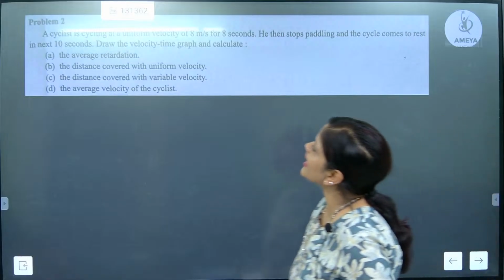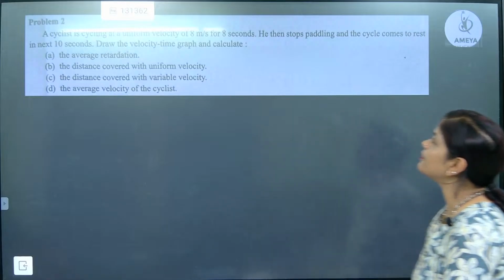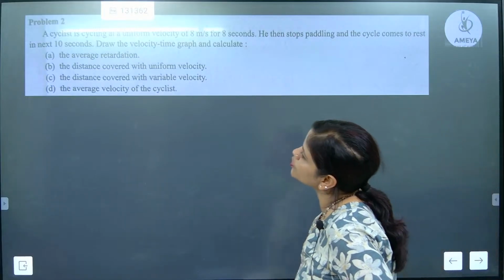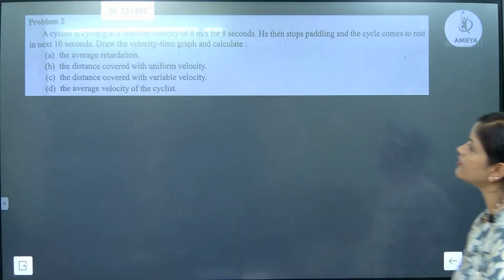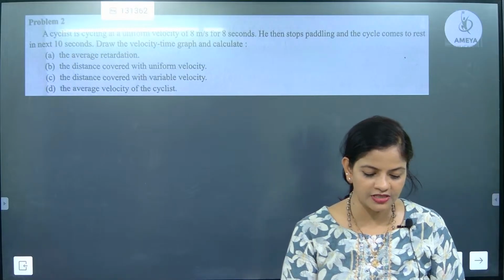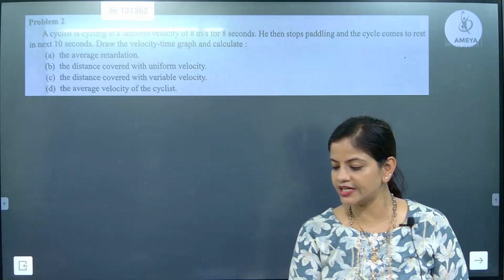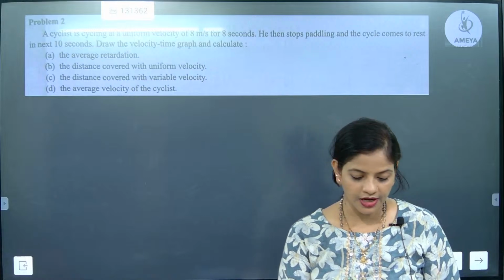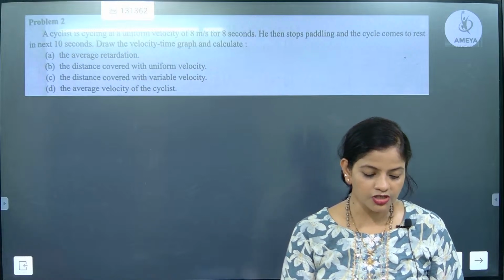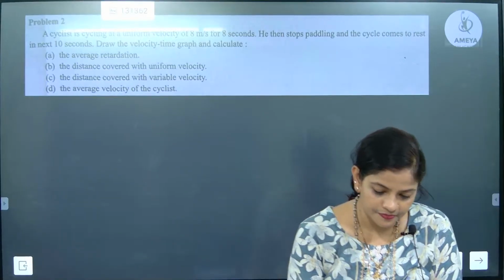A cyclist is cycling at a uniform velocity of 8 meters per second for 8 seconds. He then stops paddling and the cycle comes to rest in the next 10 seconds. Draw the velocity time graph and calculate average retardation. Come on, go for it, please. Everyone draw it first. Let's see how you are drawing it.